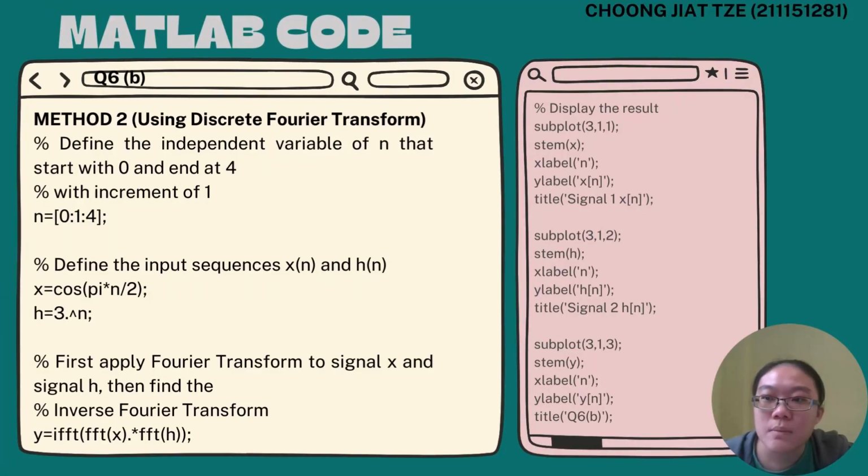The second method is by using discrete Fourier transform. First, the independent variable of n that starts with 0 and ends at 4 is defined. Then, the input sequences xn and hn are defined. Fourier transform, where the function is FFT, is applied to both input signals. After that, inverse Fourier transform IFFT function is computed by multiplying FFT function of x and h.